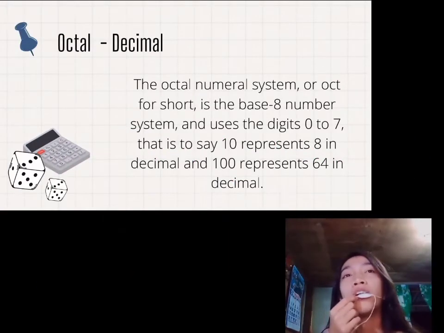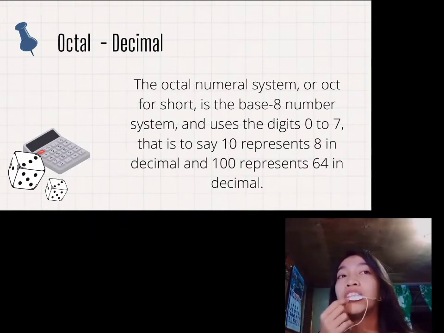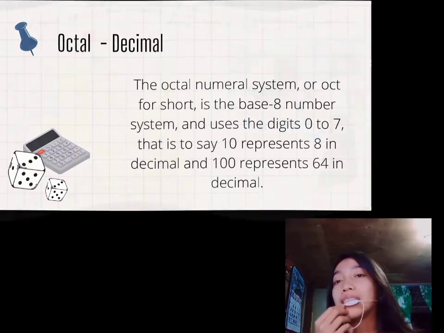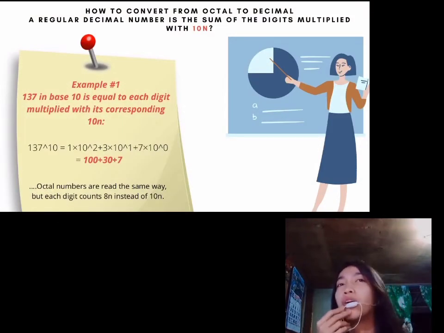Octal to decimal. The octal numeral system, or oct for short, is a base 8 number system and uses the digits 0 to 7. That is to say, 10 represents 8 in decimal and 100 represents 64 in decimal. How to convert from octal to decimal?